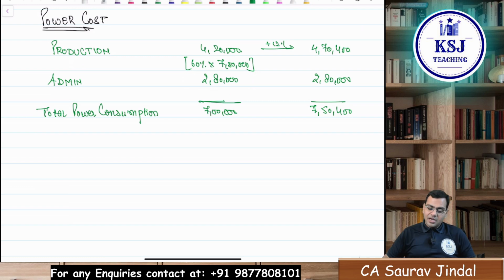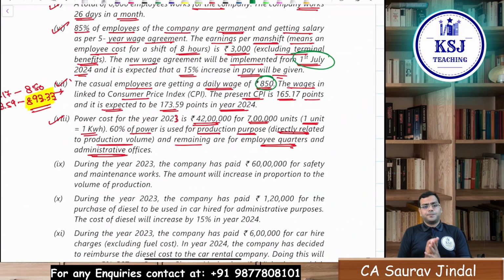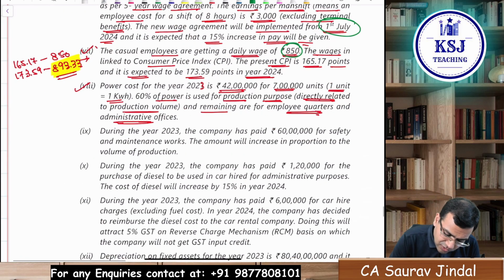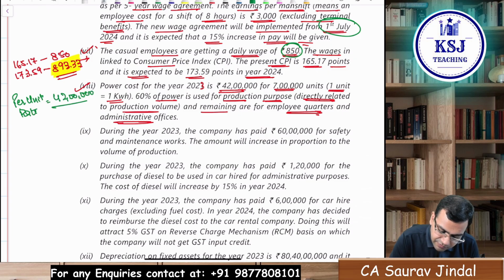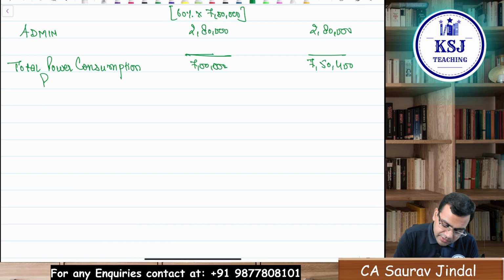Now I'll multiply it with the rate. Can you tell me the power rate? Per unit rate. Very easy, sir. How will you calculate the per unit rate here? You have paid 42 lakh rupees for how many units? For 7 lakh units. That means what is the per unit rate? That is 6 rupees.